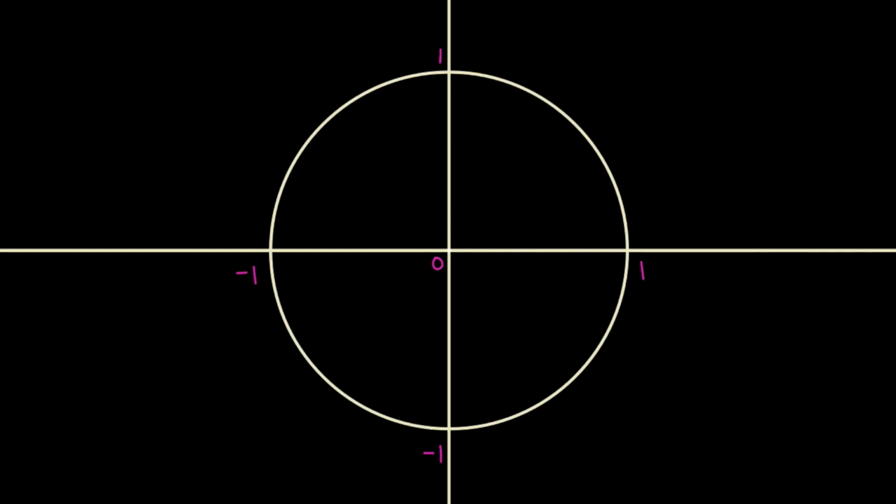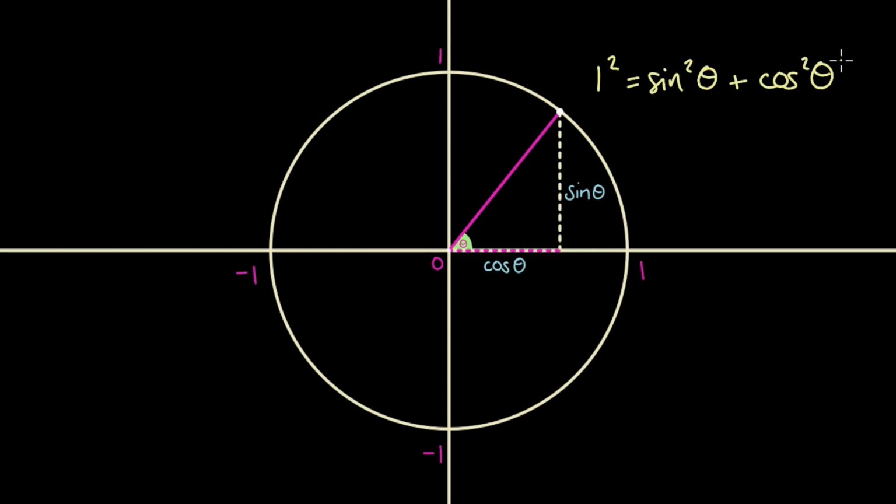Okay, now dropping back to 2 dimensions. So we have this basic setup. Our circle, a radius, the point where the radius meets the circumference, our sine theta and our cosine theta. One thing to note here is that because we have a right angled triangle, we have a relationship between sine, cosine and the unit radius from Pythagoras' theorem. This is a handy trig identity, where 1 squared equals sine squared theta plus cosine squared theta.